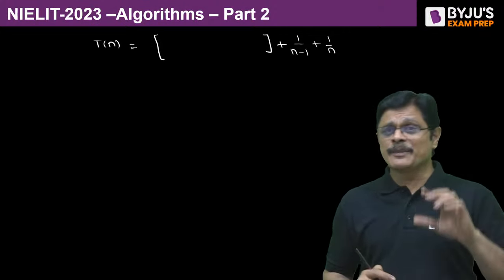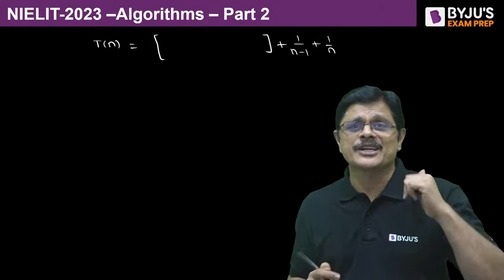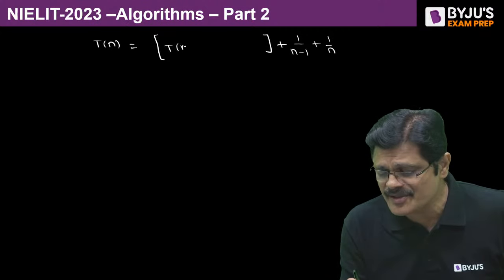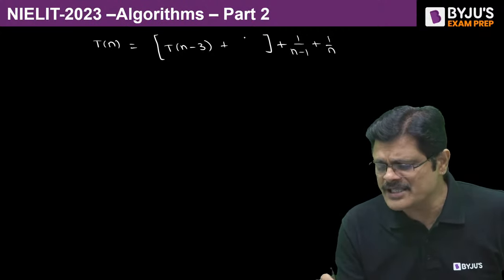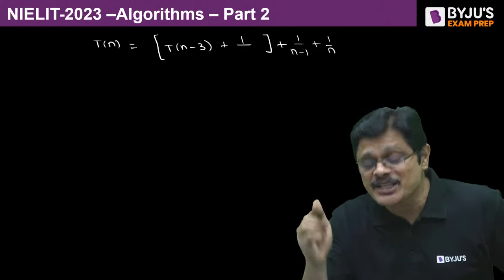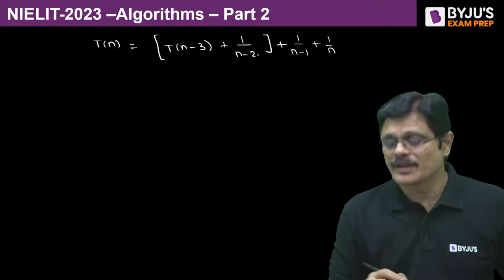What is Tn minus 2? In place of n, I am substituting n minus 2. So what happens? It would be n minus 2 minus 1, that is Tn minus 3. And in the place of n, we are having n minus 2. So you get 1 by n. Now n is n minus 2, so it is 1 by n minus 2.